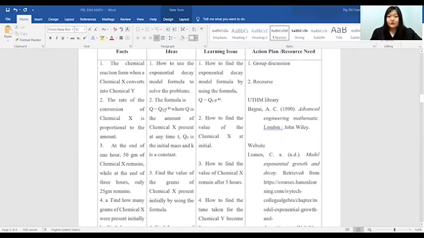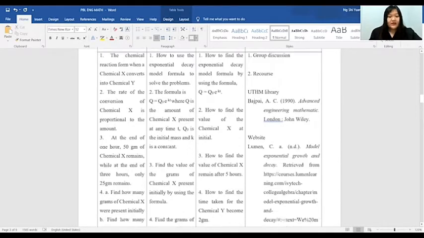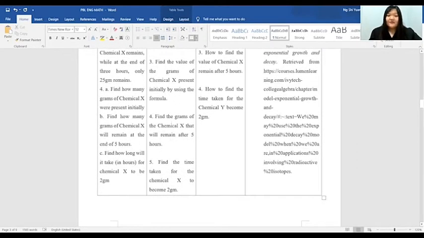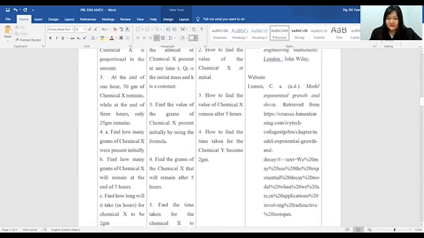Next, the idea of this question. Firstly, how to use the exponential decay model formula to solve the problem. The formula is given here, where Q is the amount of chemical X present at any time t, Q0 is the initial mass and k is the constant. Next, find the grams of chemical X present initially by using the formula. Next, find the grams of chemical X that will remain after 5 hours, and also find the time taken for chemical X to become 2 grams.